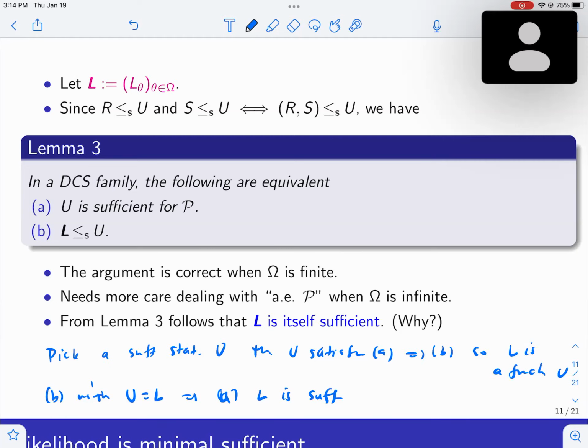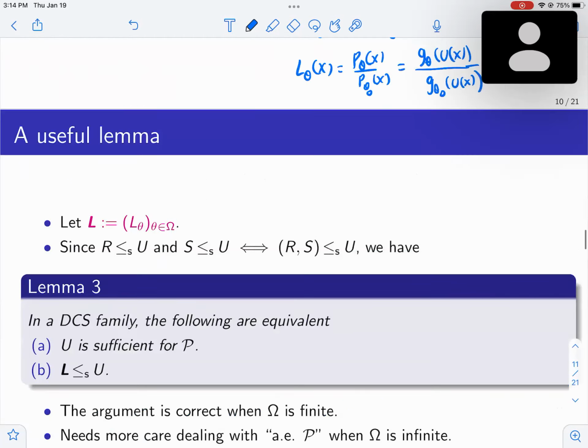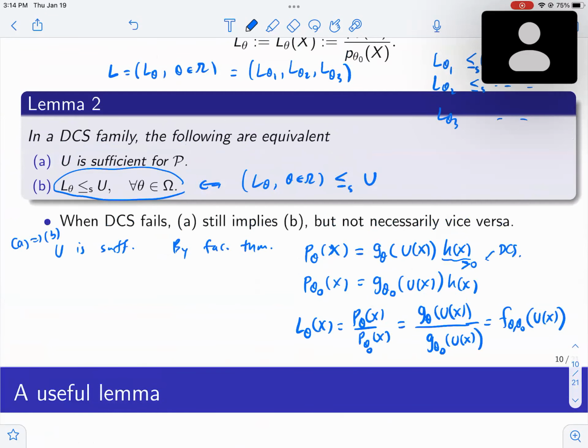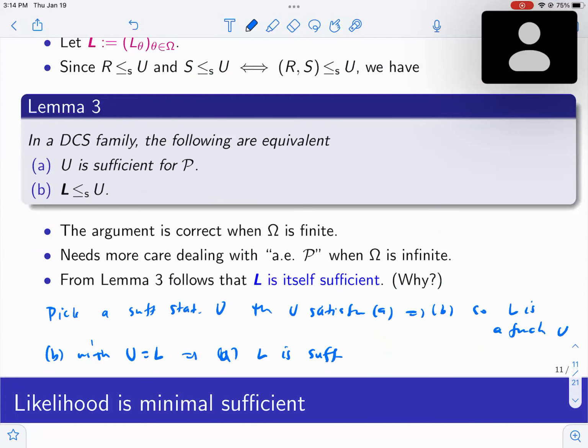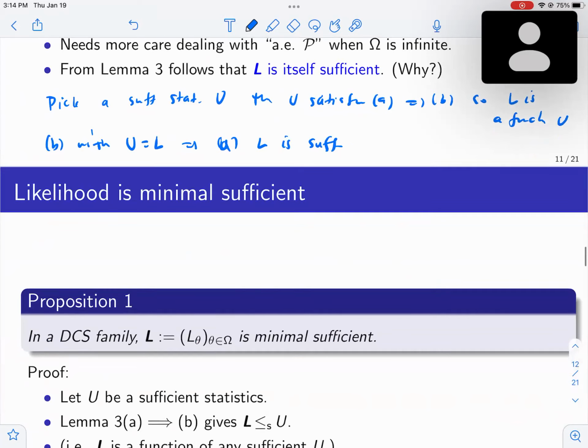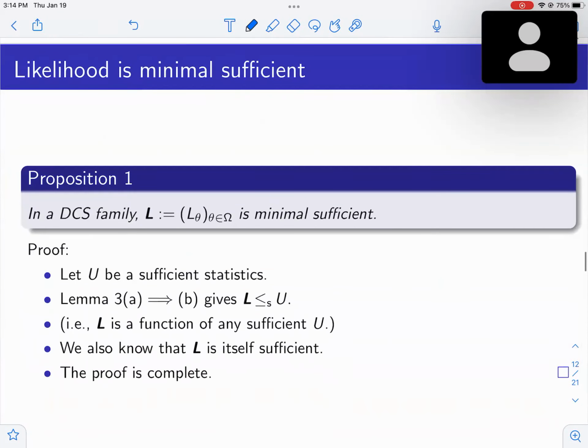I'm going to post these slides. Look at them, think about just these two lemmas. You should be able to argue that for yourself, and that should give you the fact that L is sufficient and also a function of any sufficient statistic, so L is minimal. So the likelihood is minimal sufficient. That's the end of the story. So we have shown that this is minimal sufficient. This is just going through the same argument that I did, with more variables.